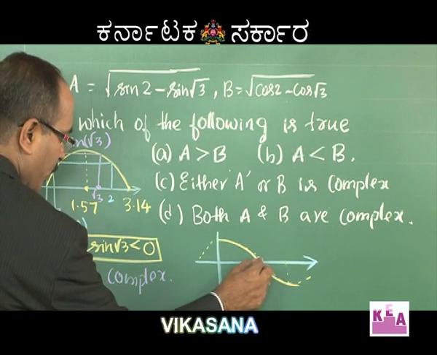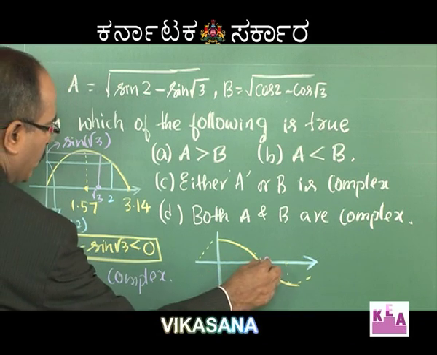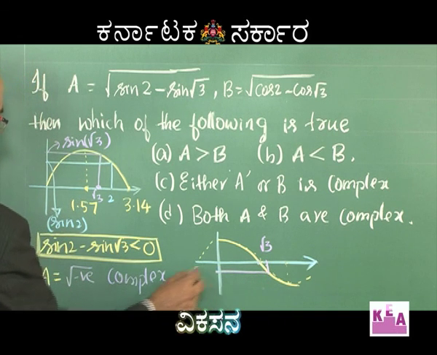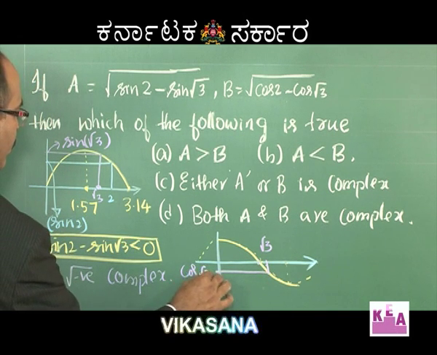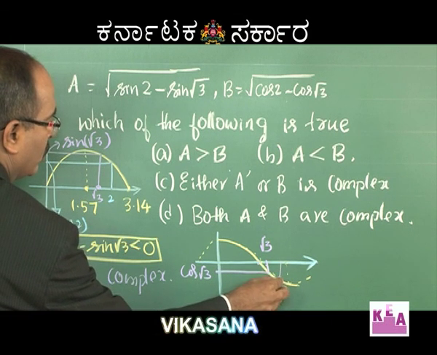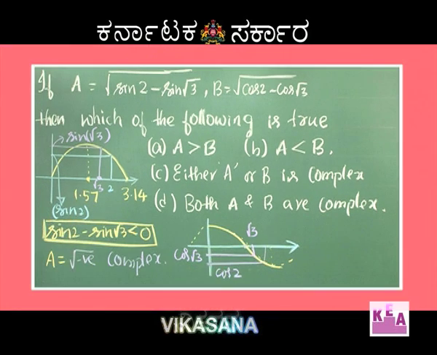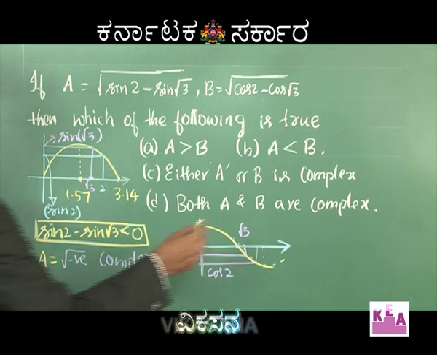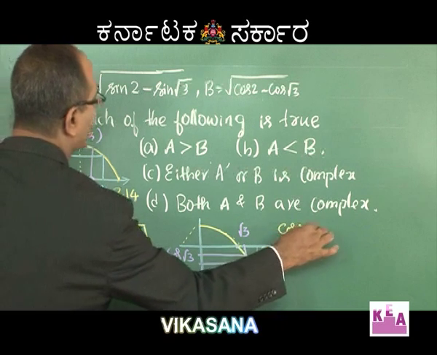If you observe carefully, this is 1.57. So this is root 3, right? And this is cos root 3. And this is 2. And this is cos 2. Once again, cos 2 is lesser than cos root 3. Even though cos root 3 is positive and cos 2 is negative, cos root 3 is bigger than cos 2. That clearly says cos 2 minus cos root 3 is a negative quantity.